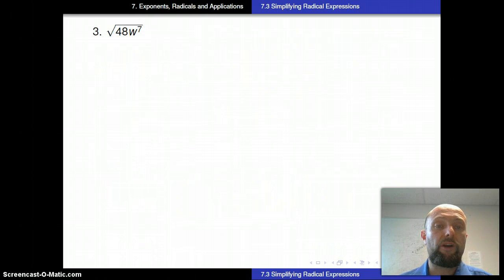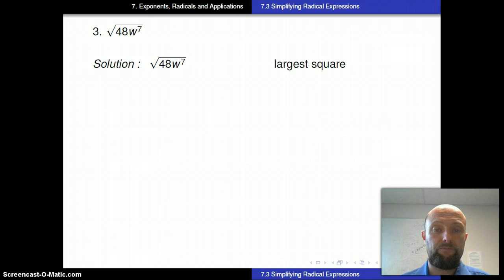Question 3. The square root of 48w to the 7th. We start by factoring 48 and w to the 7th by rewriting them as the largest square times something. 48, the largest square is 16, so we rewrite 48 as 16 times 3. W to the 7th, we will rewrite as w to the 6th times w.